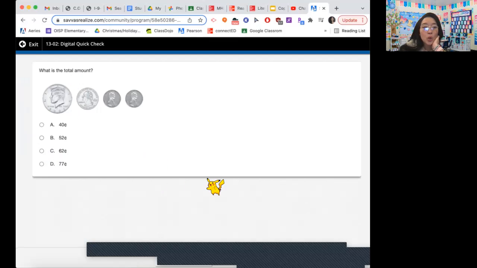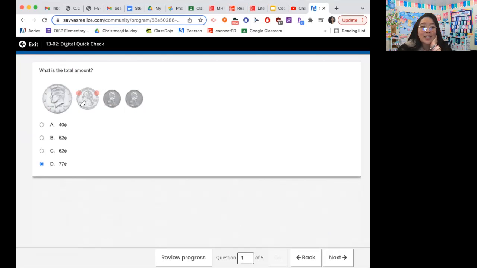What is the total amount? So we're going to do a little bit of touch math and skip counting. So we start with 50 cents. The next one is 25 cents. 50 plus 25 equals 75. Plus 2 pennies, 75, 76, 77. How would you use your touch math? You would say 50, 55, 60, 65, 70, 75, 76, 77.